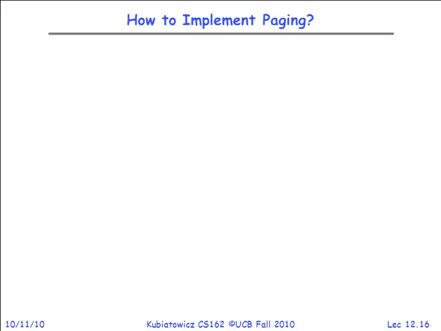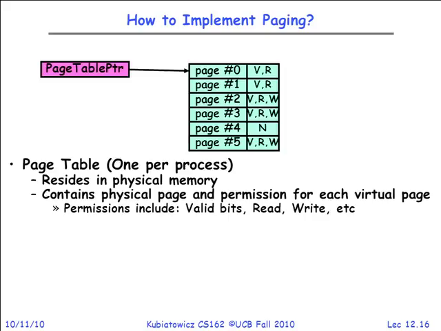So here we go. Here's a new scheme where we have a single page table pointer register, and a given process has its page table pointer register pointing at a page table in memory. What's a page table? A page table is something with a physical page number and some access bits like valid, read, write, etc.